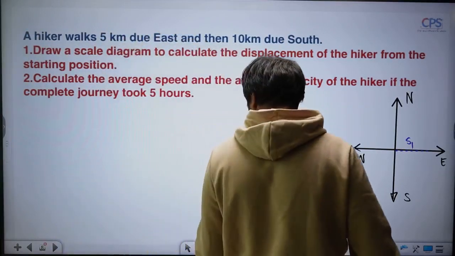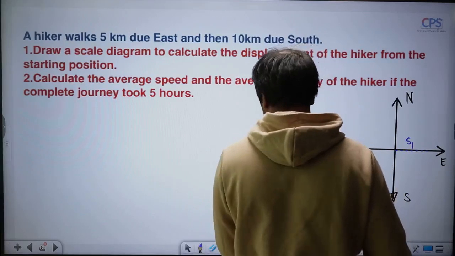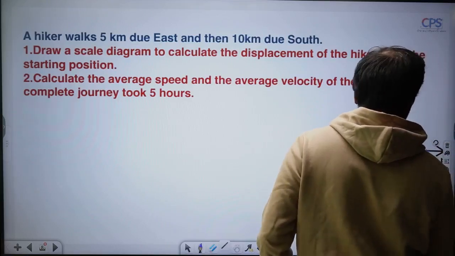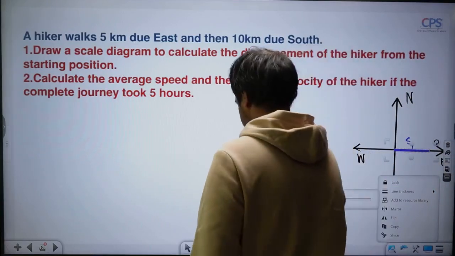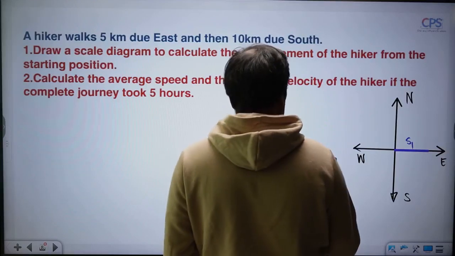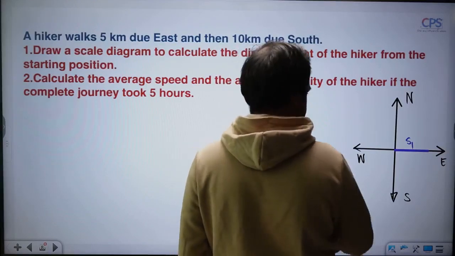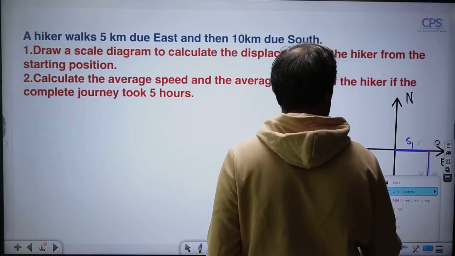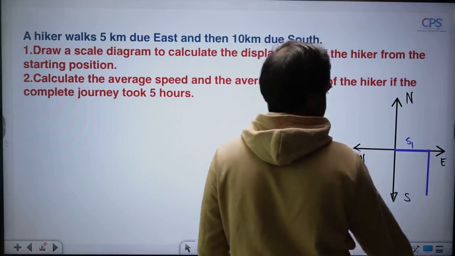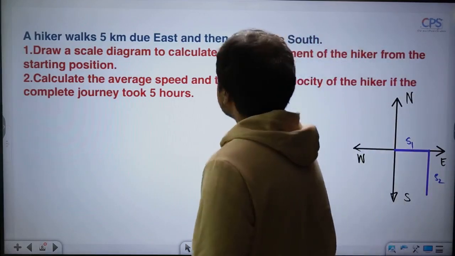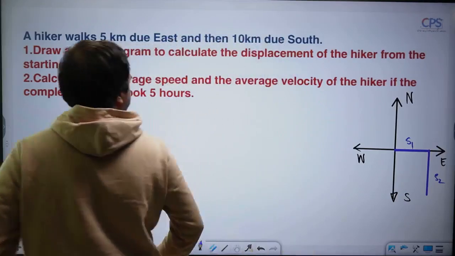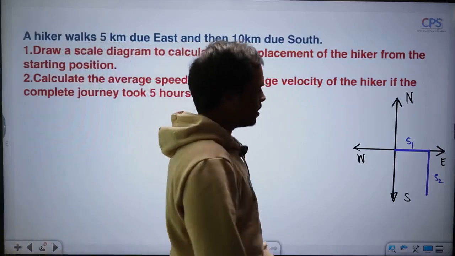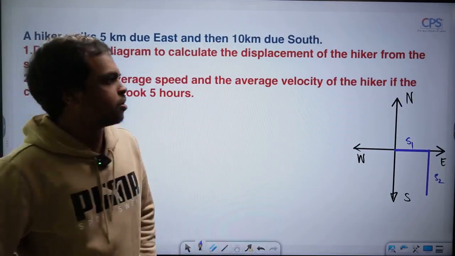And then 10 km due south. So from this position, I'll just take it like that. And then 10 km, so this is 10 kilometers. Okay, nice. S2. Draw a scale diagram to calculate the displacement of the hiker from the starting position. So we have actually drawn the diagram here, right?